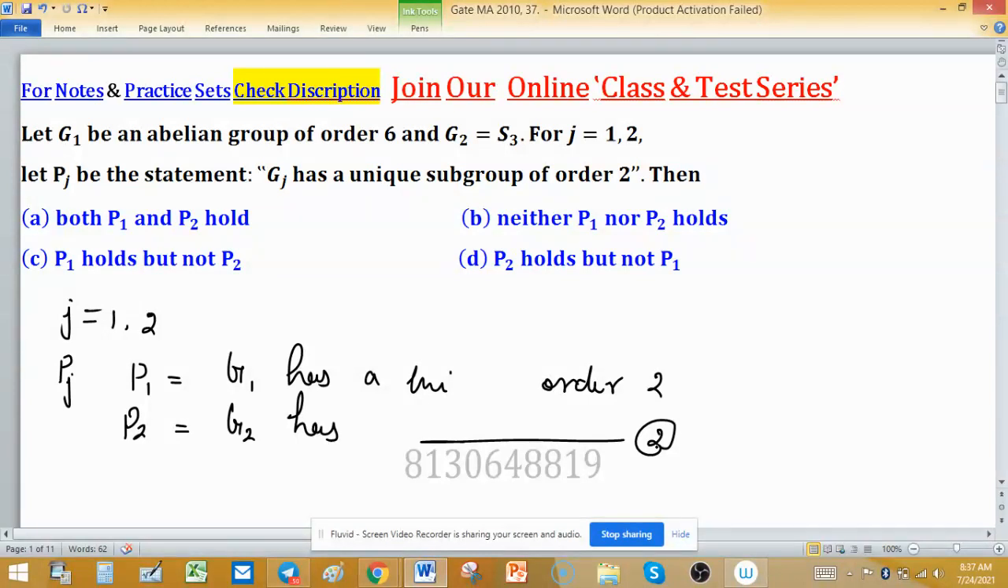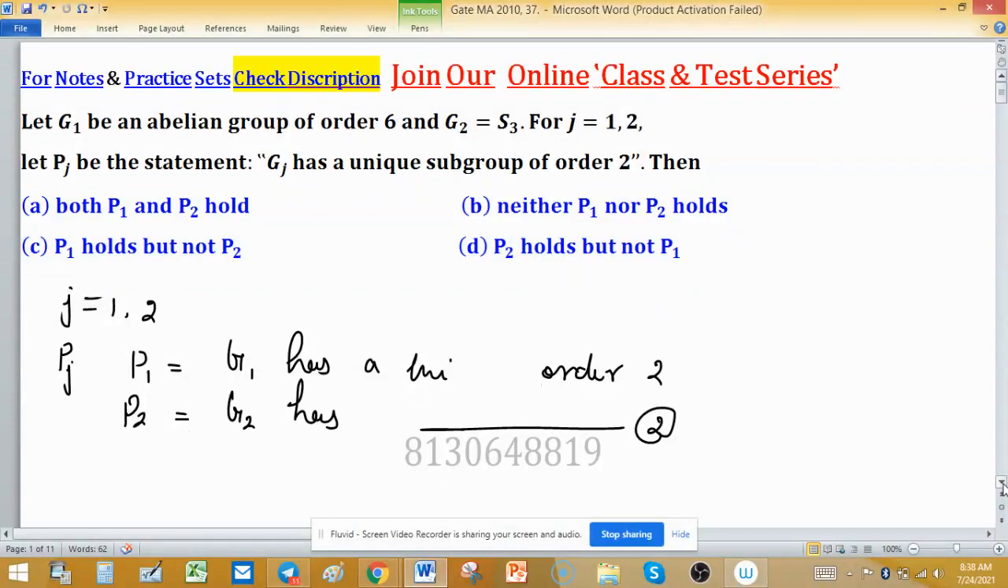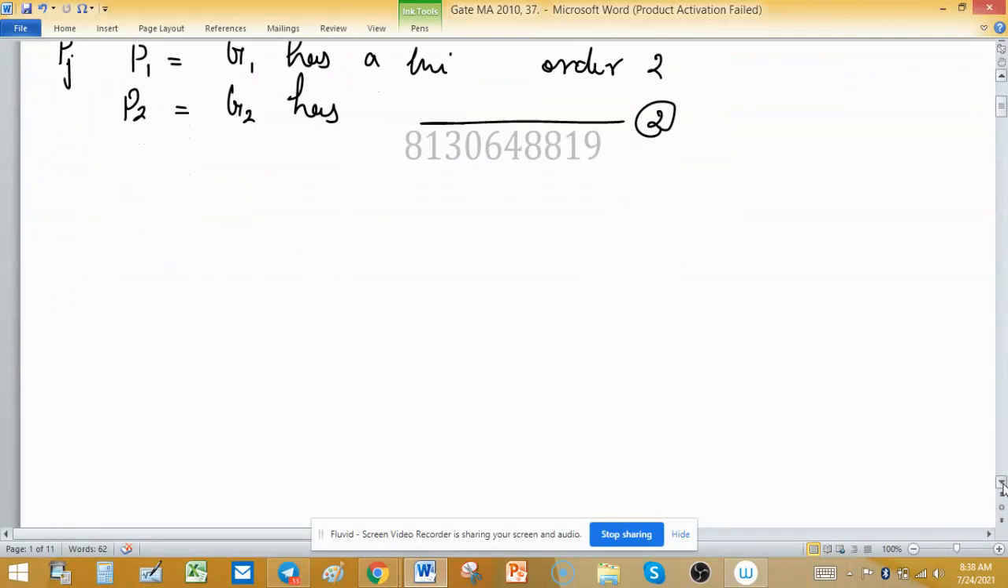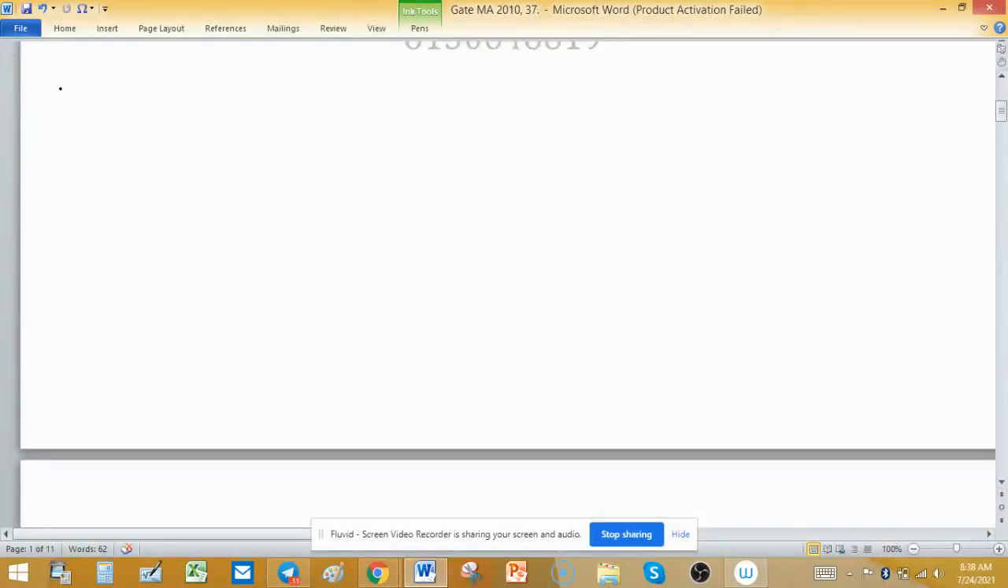So P1 and P2 are statements about subgroups of order 2. What are the possibilities of the given options? Both P1 and P2 hold, neither P1 nor P2 holds, option C is P1 holds but not P2, and option D is P2 holds but not P1. So first we recall some concepts related to this problem.